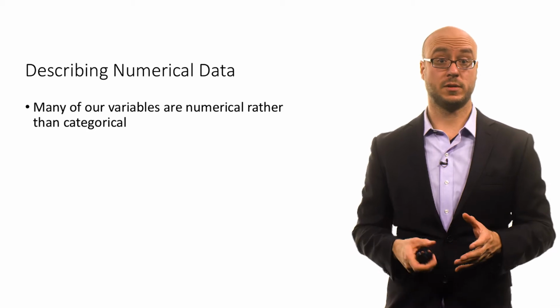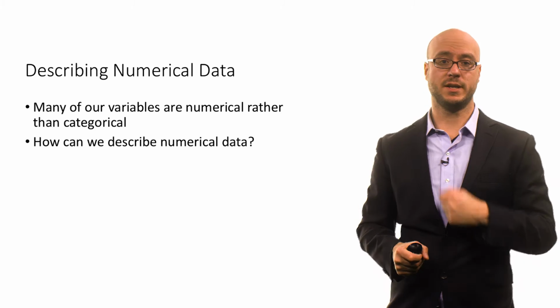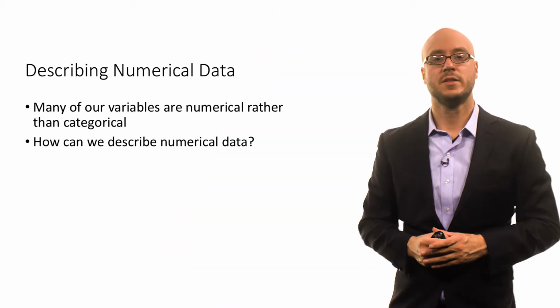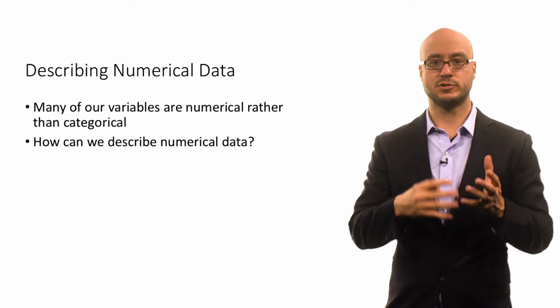In this course, we also talked about describing numerical data. We first talked about describing categorical data, now we move on to numerical data. Many of our variables are numerical rather than categorical. So numerical data, such as age of a respondent, income, measured in thousands of US dollars, or thousands of euros. The point is that with numerical data, it makes sense to add and subtract.